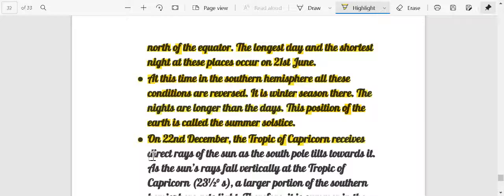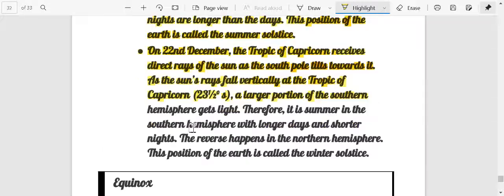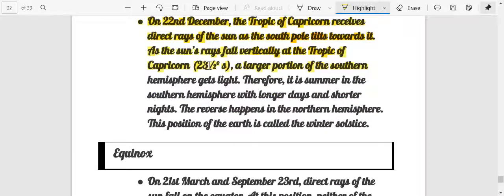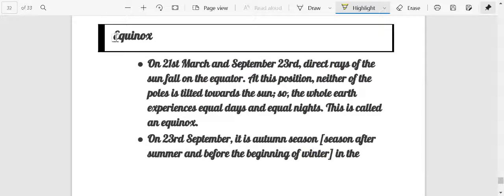On 22nd of December, the Tropic of Capricorn receives direct rays of the sun as the South Pole tilts toward it, as the sun falls vertically at the Tropic of Capricorn, 23.5 degrees. A larger portion of the southern hemisphere gets light. Therefore, it's summer in the southern hemisphere with longer days and shorter nights. The reverse happens in the northern hemisphere. It's winter solstice there now.